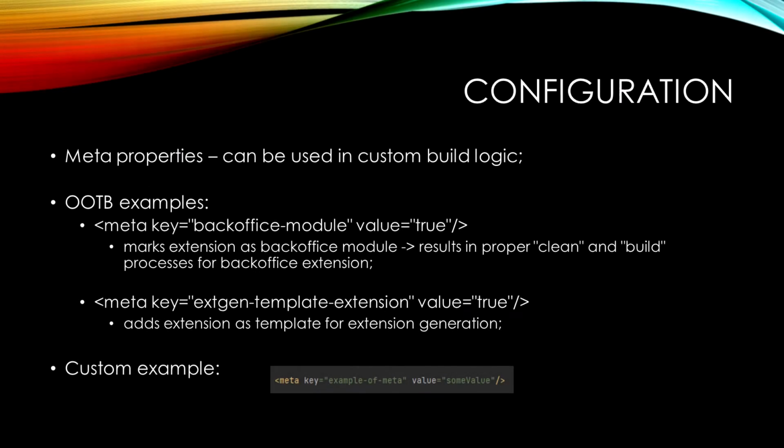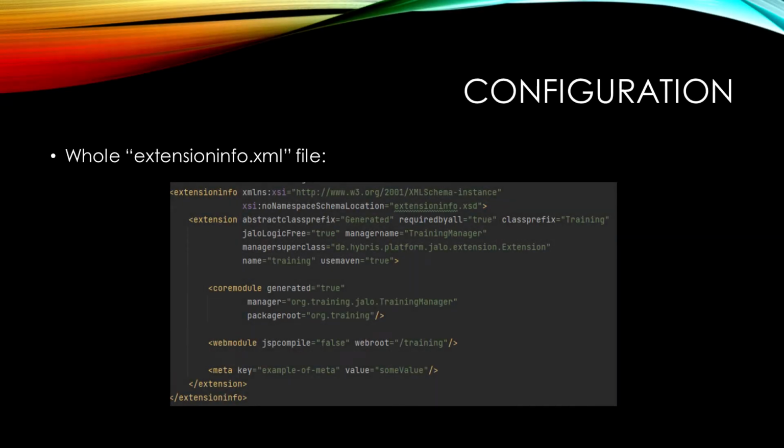You can also specify meta properties to customize the build logic. There are a few out-of-the-box examples. Backoffice module ensures that additional actions on build and clean process will happen. Xgen template extension marks the extension as a template for other extension generation. For the sake of the example, here I've added an example of a meta property with some value. Here is the whole extensionInfo.xml file.